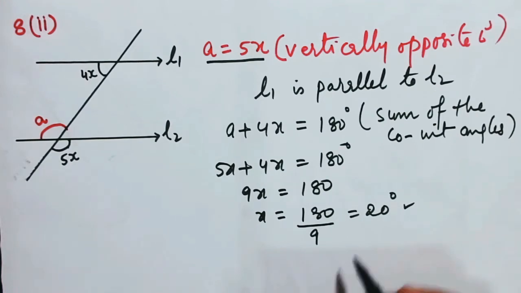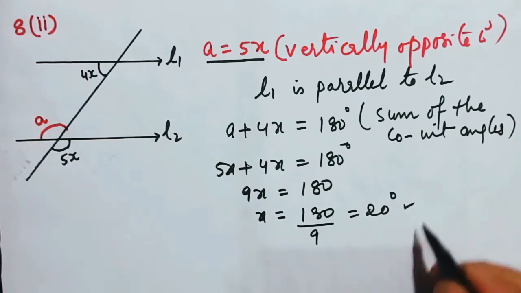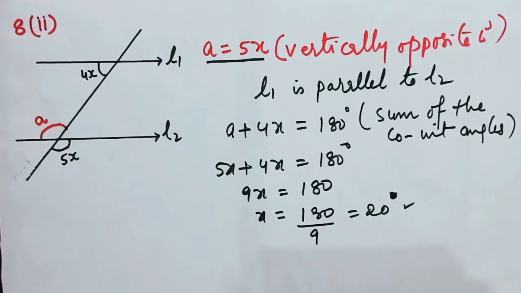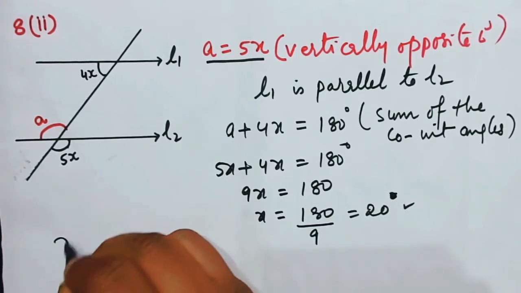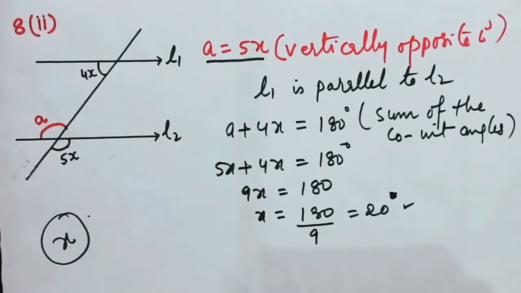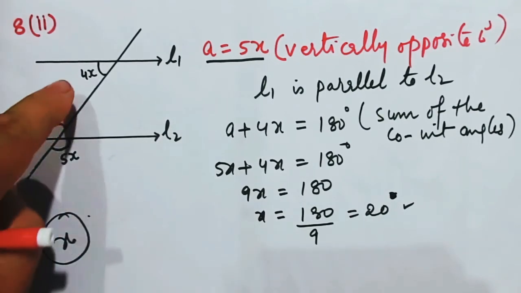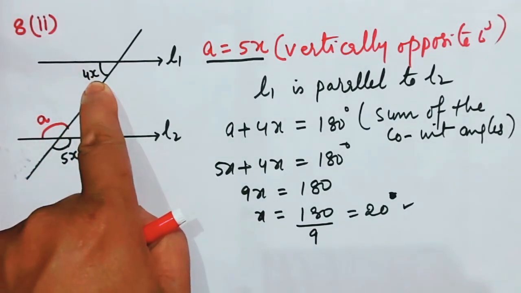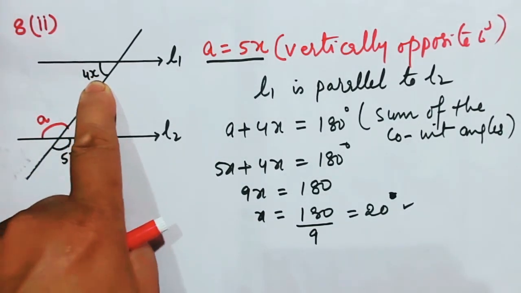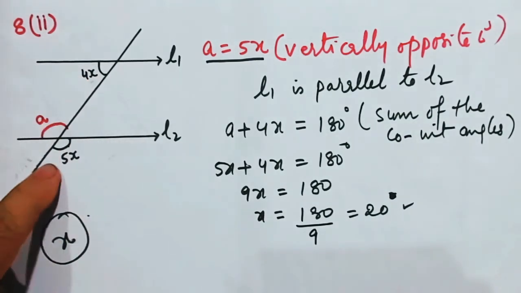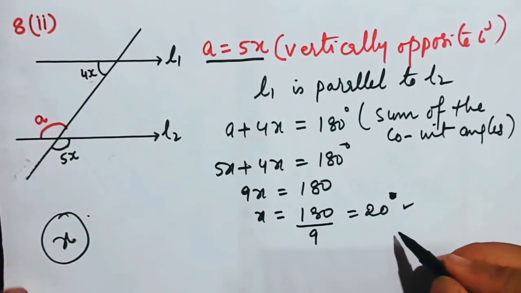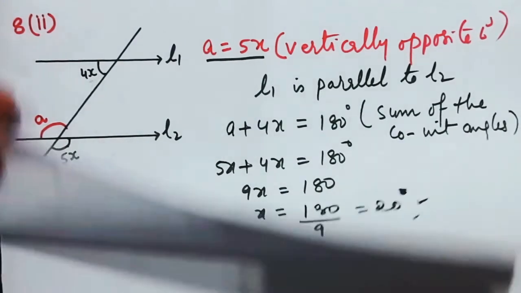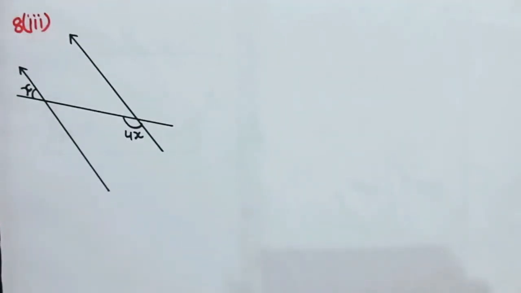I will write 20 only, not degree. Why? Because we were asked to find the value of x only, and x should not be in degree, because x itself is not an angle. It is a multiple, either with 4 or with 5. So x is equal to 20. Let's have a look at the other one.